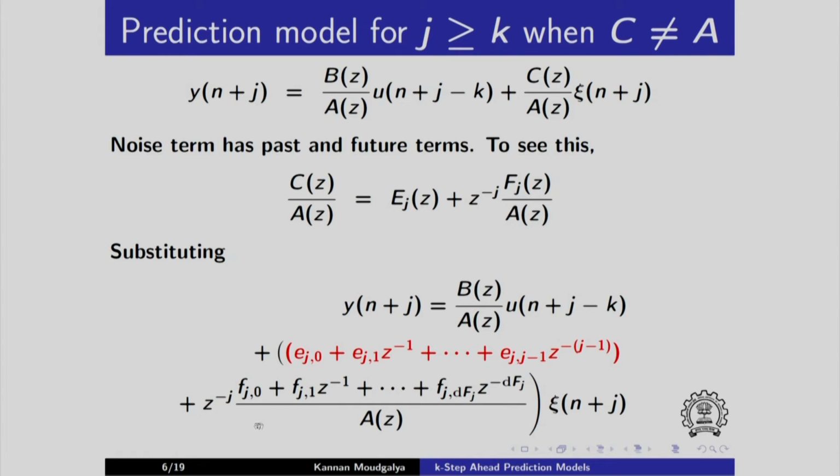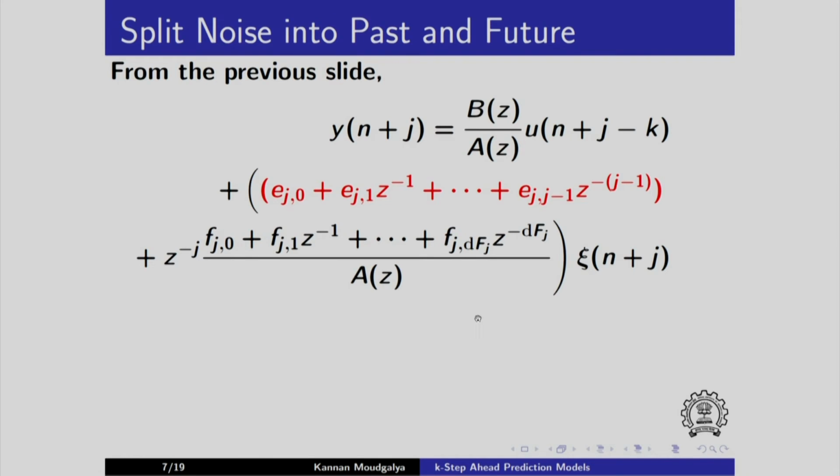The last term here has z power minus j outside here. Z power minus j affects all the terms here, that is, it multiplies every term here. You can see that you have powers up to j minus 1, z power minus j minus 1, here, z power minus j onwards. Alright, so I have reproduced the same equation here. The second term has only future elements, that is, this multiplied by C of n plus j. How do we see this? Just multiply this.